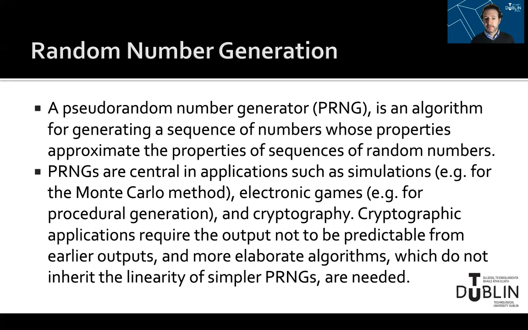Pseudo-random number generators are central in the application of things you'll see in the future: Monte Carlo method, computer games for a random event to happen, and cryptography. And actually, if you look back at our cryptography notes, the algorithms that we'll look at in a few minutes are similar. Not this middle square method, but the linear congruential method. Cryptographic applications require non-predictable outputs, and therefore pseudo-random is the best way to do it.